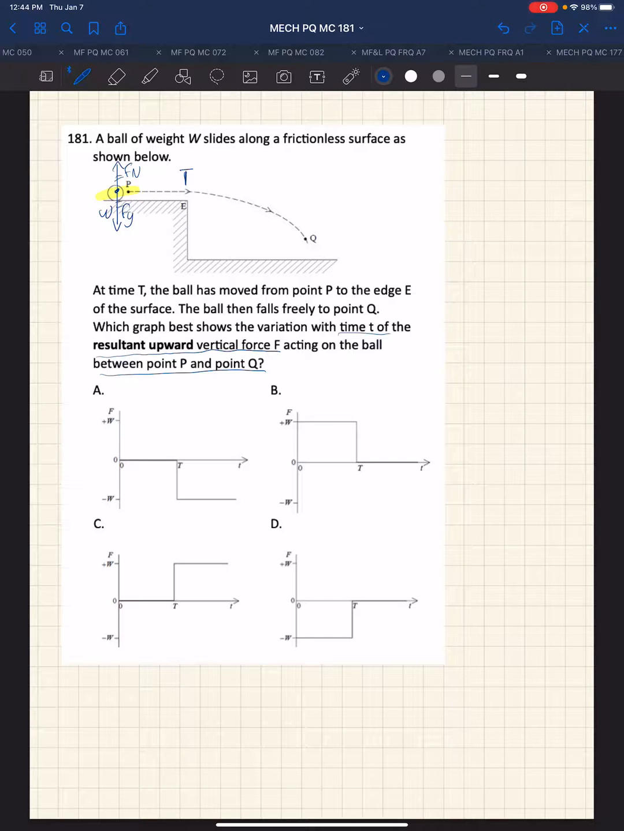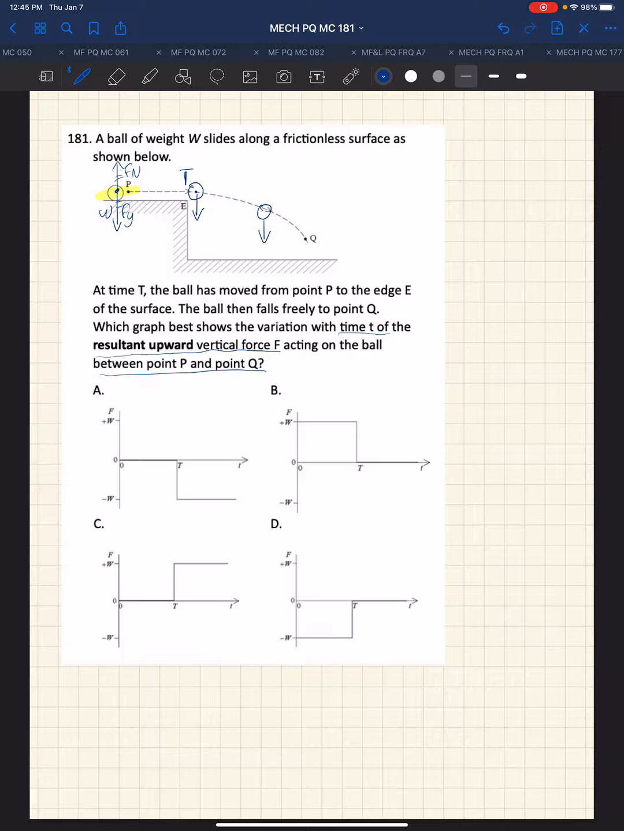So if we go to P, we have those two forces. The normal force is acting upward. When we get to T, the moment after T, there is no upward force. The only force acting on it is gravity the entire rest of the time. So we might suspect there is an upward force in the beginning, which we might say is equal to positive weight. Fn equals Fg, it's equal to positive weight. And then at time T, it goes to 0.